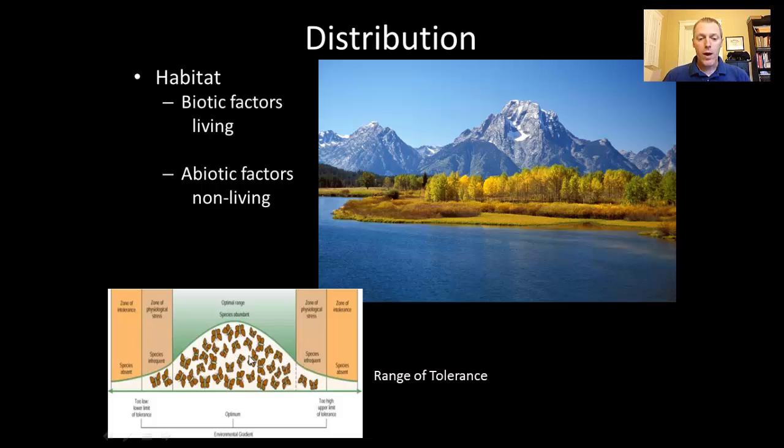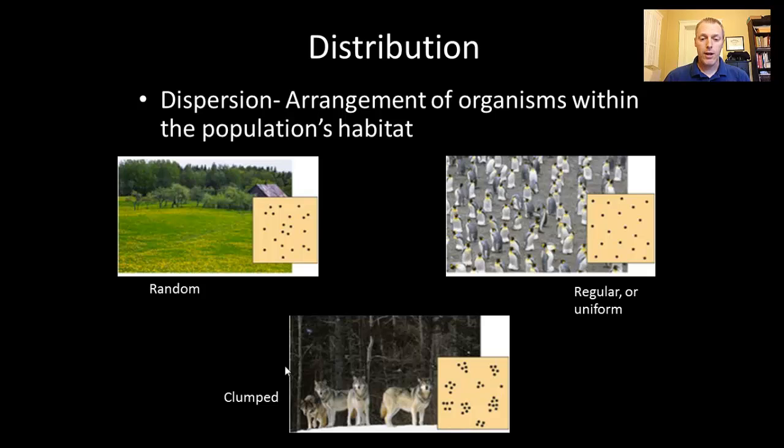As you move farther away, either above or below the optimal range, the success of that organism goes down. Organisms have a harder time succeeding, a harder time reproducing, and so as you get far enough away from that optimal range, eventually the organism can no longer survive in that environment because that abiotic factor is outside that organism's range of tolerance.